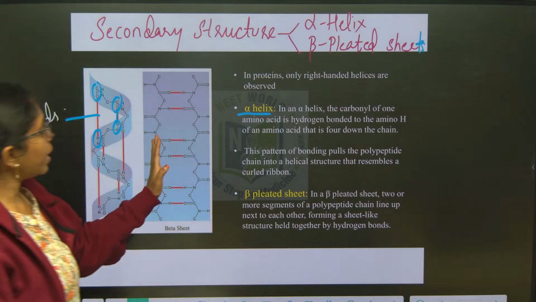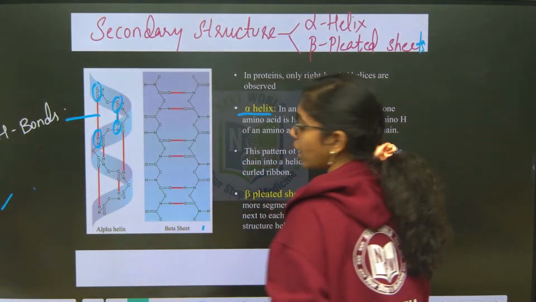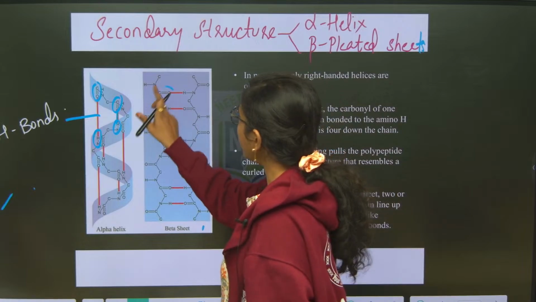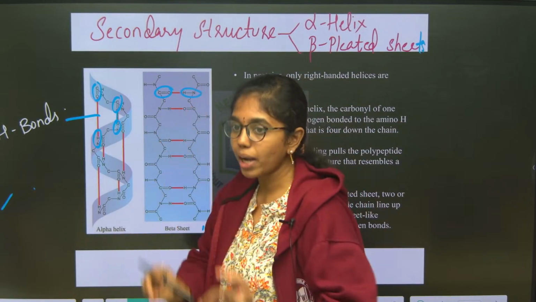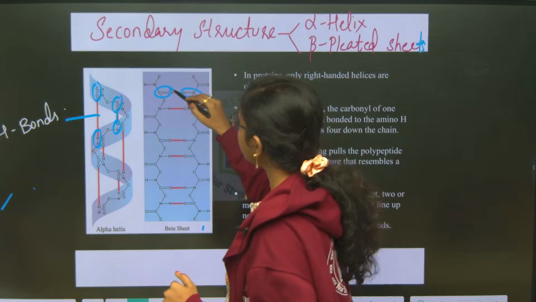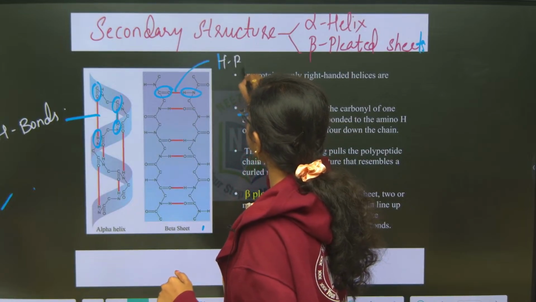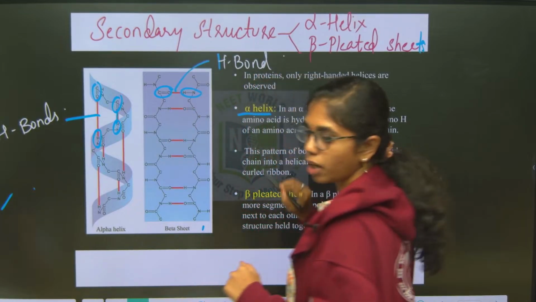In beta pleated sheets, 2 separate polypeptide chains will be there. The carbonyl group and amino group of the 2 polypeptide chains will be connected. This is also what? Hydrogen bond. Look into the theory also once.